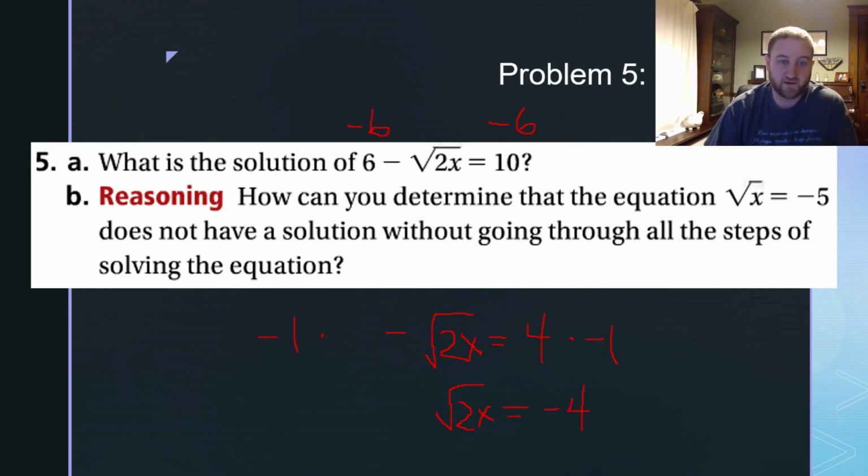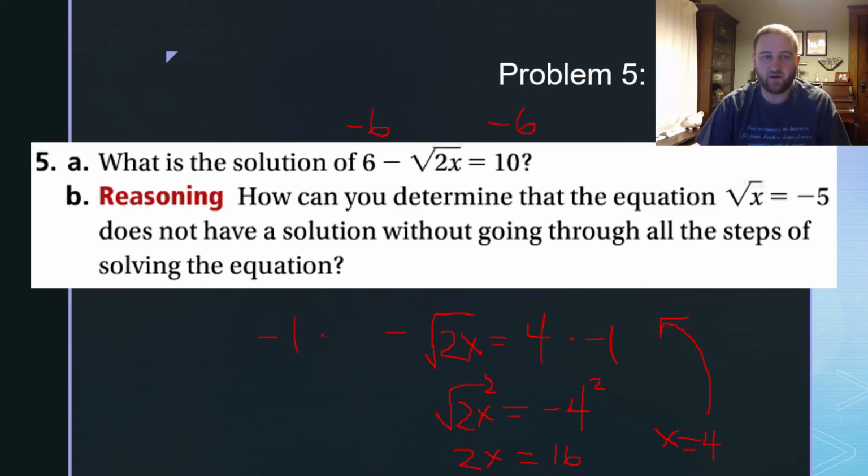Okay. Now again, you can see the square root of something equals a negative. You can't have that. So this is going to be no solution. If we square both sides, though, just to check, we get 2x equals -4 squared, which is 16. And then x equals 8... we plug that back into the original equation. 2 times 4 is 8, right? And then the square root of 8 is going to be like 2 point something. 6 minus 2 point something is going to be like 3 point something, which does not equal 10. Okay, so we do get no solution.